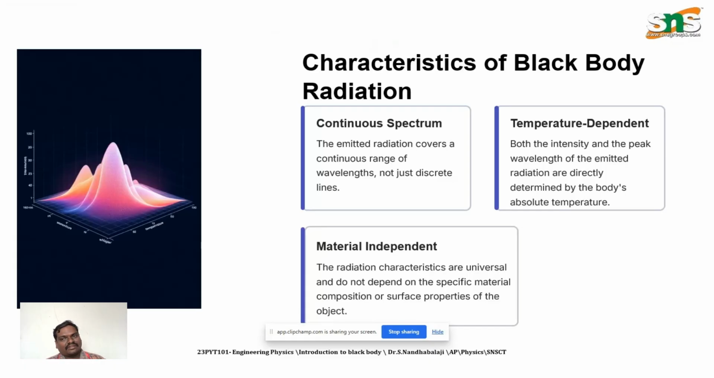And characteristics of black body radiation, three different types of characteristics we have there. One is continuous spectrum, the second one is temperature dependent, and the third one is material independent. In continuous spectrum, the emitted radiation covers a continuous range of wavelengths, not just discrete lines.